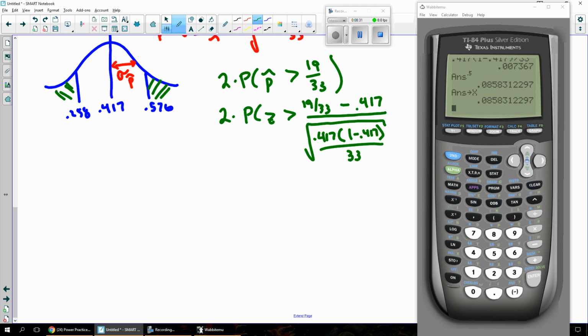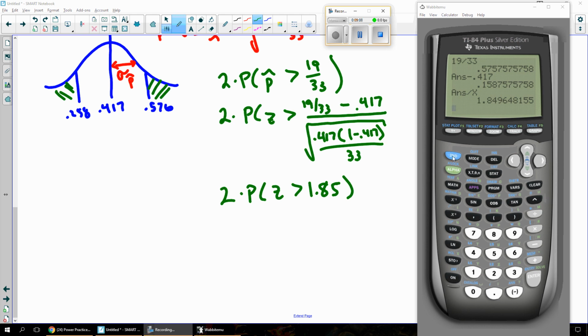And then I've got, whoop, do that here. 1.85. Okay, so this is my test statistic, 1.85.